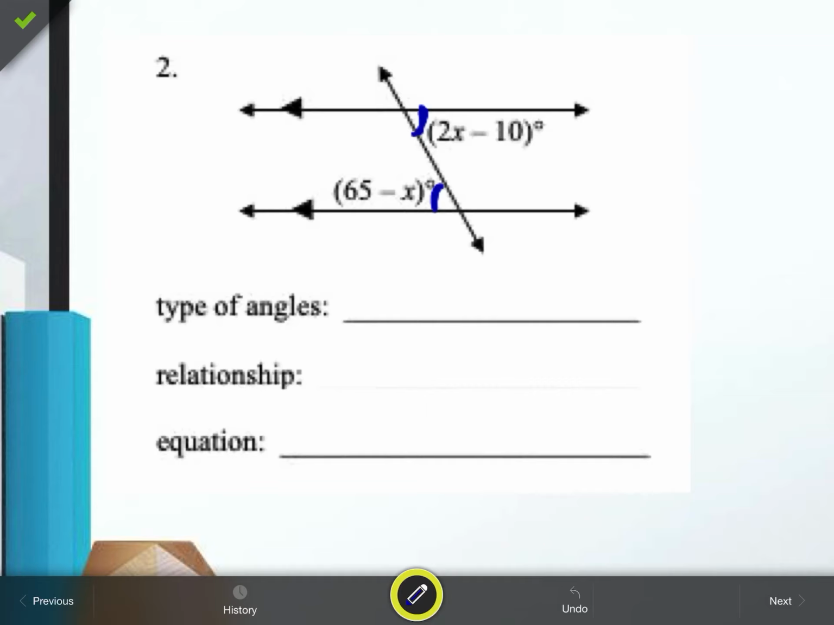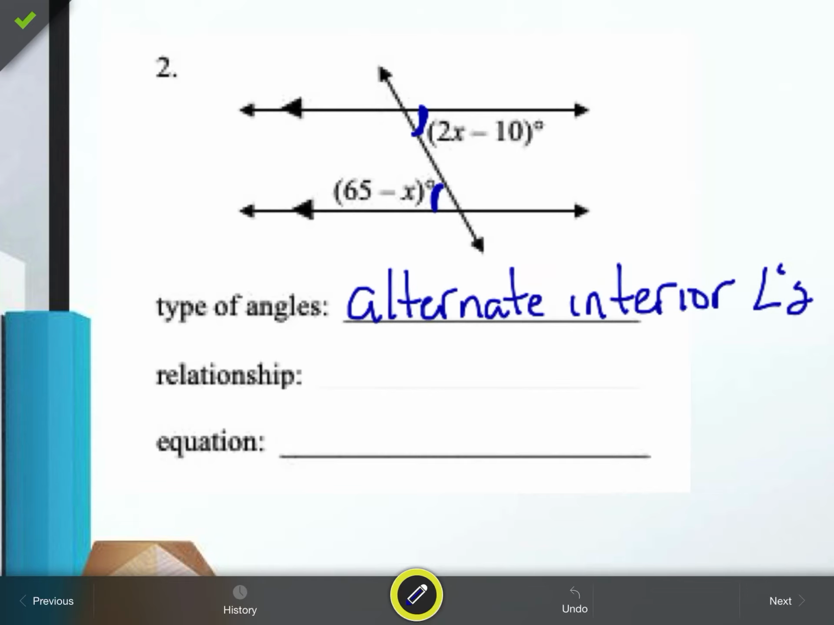Now let's look at where they actually are. Are they inside my parallel lines, outside my parallel lines, or do you have one inside and one outside? If you look, both of those angles are located inside my parallel lines. Since I have two angles that are on different sides of my transversal, and they're not next to each other, that are inside my parallel lines, those are your alternate interior angles. What do we know about alternate interior angles when our lines are parallel? That they are congruent.